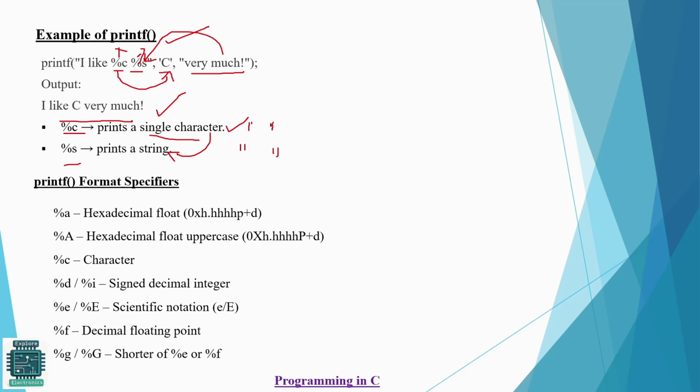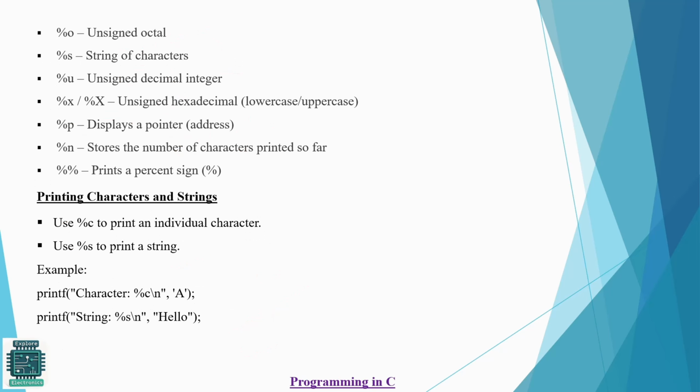Now, printf format specifiers. Here are some examples. %a means hexadecimal float, %A means hexadecimal float in uppercase, %c is a character, %d is a signed decimal integer, %e is scientific notation, %f is a decimal floating point, and here is the format specifier for short. Here are some more format specifiers: %s is a string of characters, %u is an unsigned decimal integer. Like this, we have many format specifiers. Now let us see them one by one with an example for each.